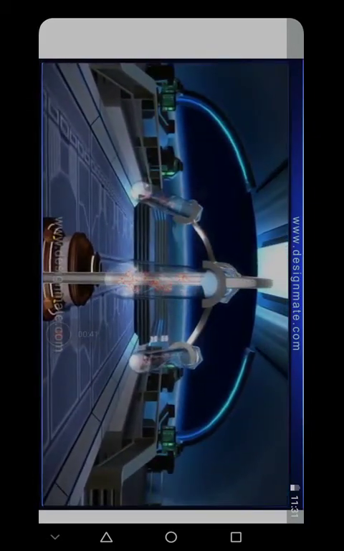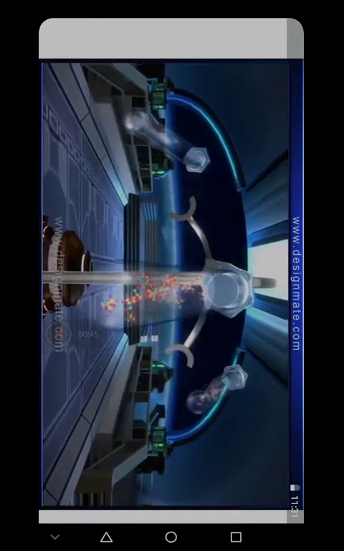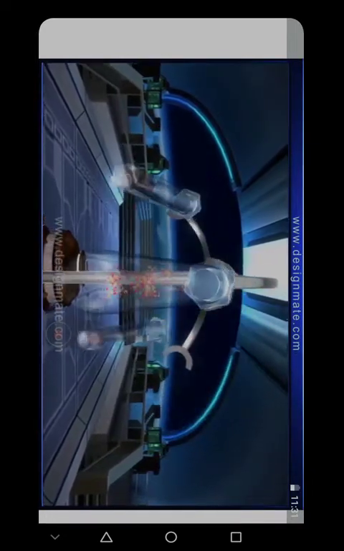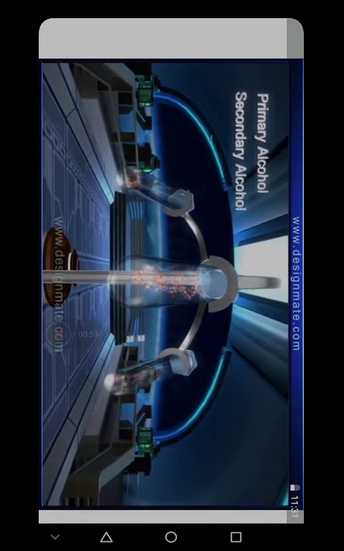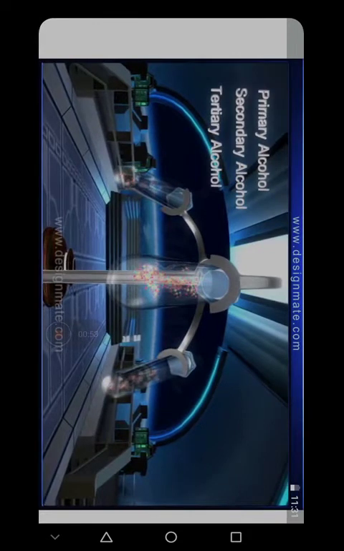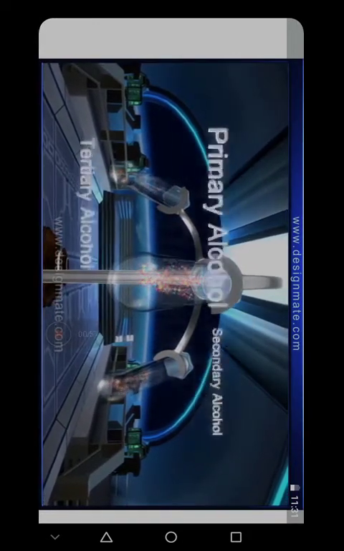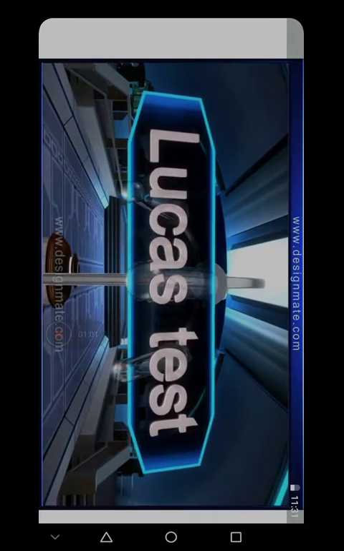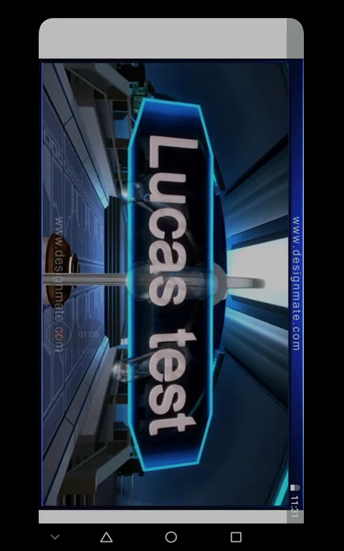Suppose you are given aqueous solutions of three alcohols and asked to categorize them as primary, secondary, and tertiary. Will you be able to do so without observing their molecular structures? Well, the Lucas test, an analytical technique, comes to your rescue.